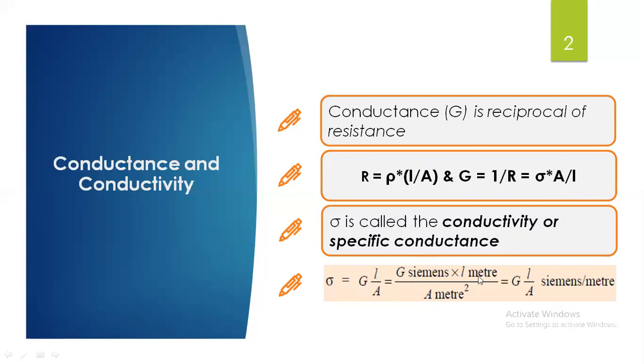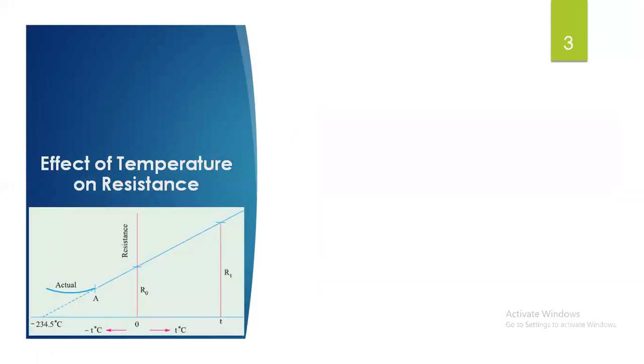L is the length of the conductor in meter. A is the area of cross section in meter square. By cancelling meter and meter square, you get that the unit of conductivity is Siemens per meter. Here the unit of conductivity is Siemens per meter. Let's see the effect of temperature on resistance.